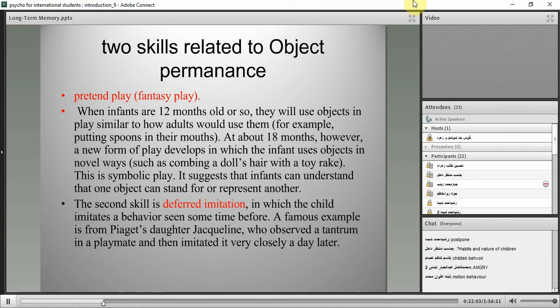This is not motion behavior, this is acting. We are talking about language use, right? And so imitating others' behavior later in time is referred to as deferred imitation. Piaget introduced these concepts and this behavior as a cognitive skill based on the evidence of his daughter's behavior, who observed an infant or a little child screaming and crying in a playmate, and then imitated him the next day.